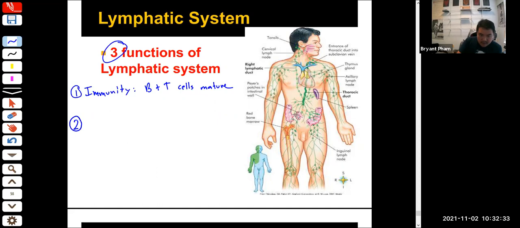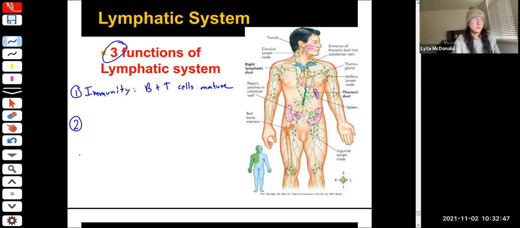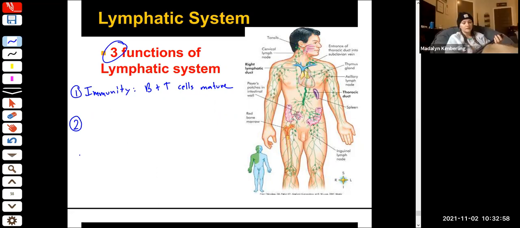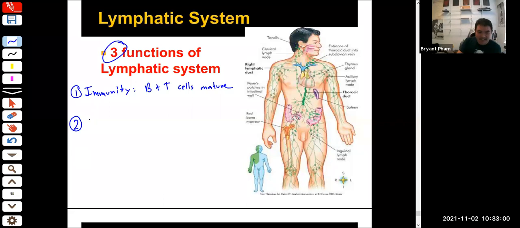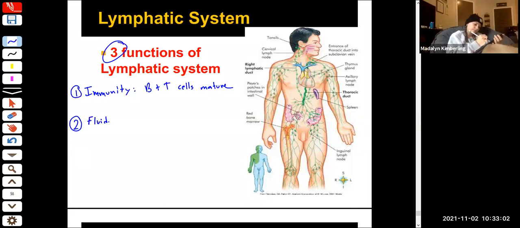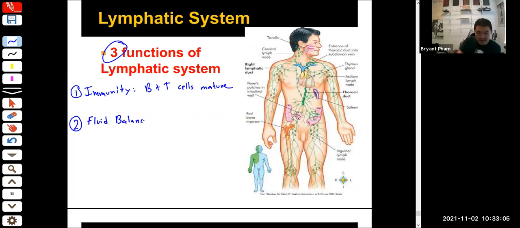Second function happened during the second exam. Anybody remember what the lymphatic system did during exam 2? It picks up that 10% of fluids. Yeah, you got it. Fluid balance. It picked up that 10%.